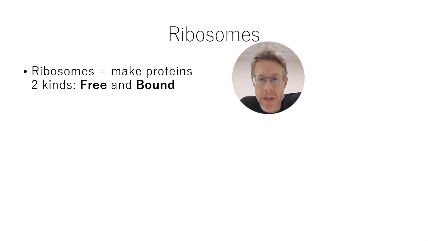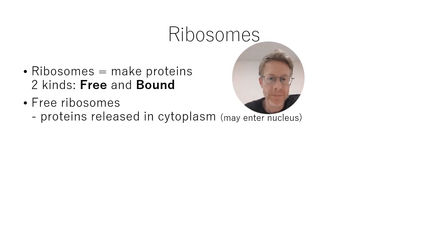Okay. So we talked about the ribosomes on the rough ER. Those are called bound ribosomes. We also have ribosomes just floating around in the cytoplasm. They're called free ribosomes. Both of them make proteins. They have the same function, but the outcome of the proteins made at bound and free ribosomes is different. Free ribosomes make proteins that are released into the cytoplasm and used within the cell, either in the cytoplasm or sometimes in the nucleus. They'll go through those pores into the nucleus.